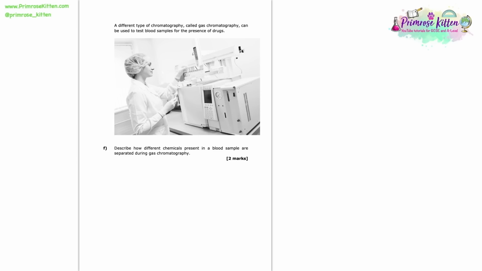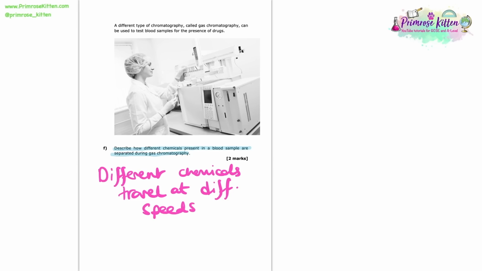A different type of chromatography called gas chromatography can be used to test blood samples for the presence of drugs. Here we're asked to describe how different chemicals present in a blood sample are separated using gas chromatography. So what happens in gas chromatography is your sample gets vaporized so that it becomes a gas. But then different chemicals within that gaseous sample are going to travel at different speeds. They're not all going to travel at the exact same speed.